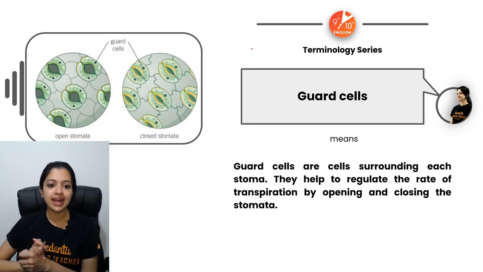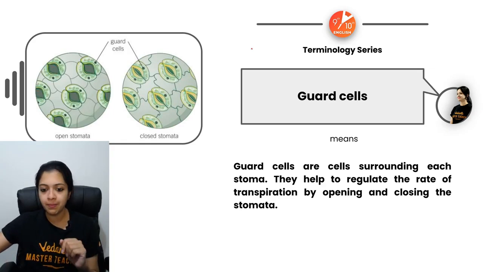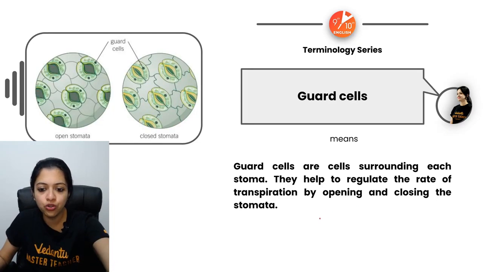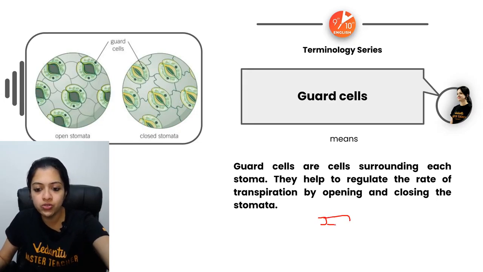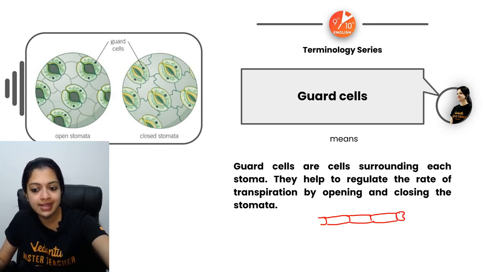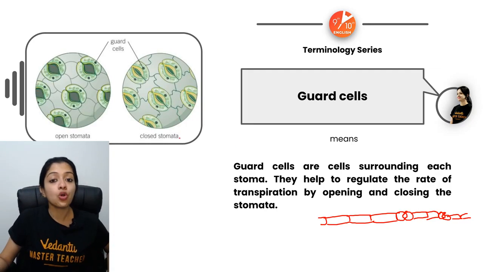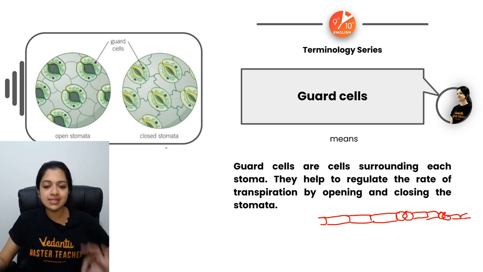Guard cells. What are guard cells? Now I've told you about epidermis. Remember? Where do you find the epidermis? The outermost layer in a plant. In between the epidermis, you would find cells which are called guard cells. Guard cells are cells which guard tiny openings which we call stomata. Stoma would be singular, stomata would be plural.